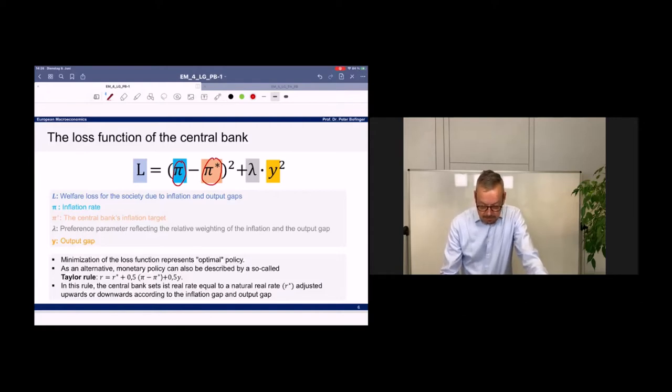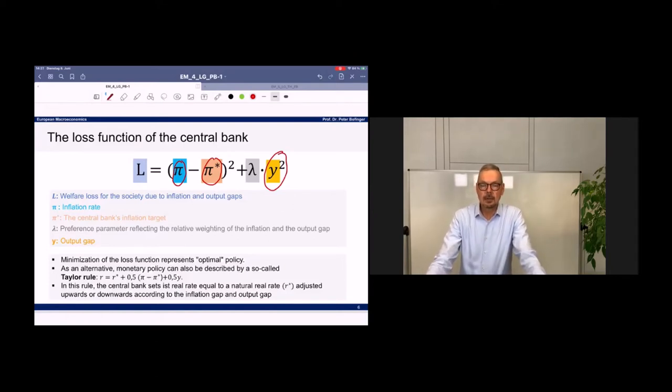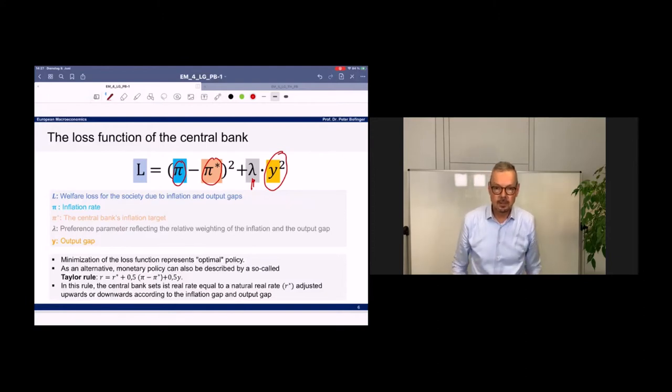And the output gap is what we have here. The loss is determined by these two gaps, and by squaring the output gap and the inflation gap, we don't have to differentiate between negative and positive gaps, and large deviations get a stronger weight than small deviations. And the factor lambda shows the importance that the central bank gives to the output gap relative to the inflation gap.